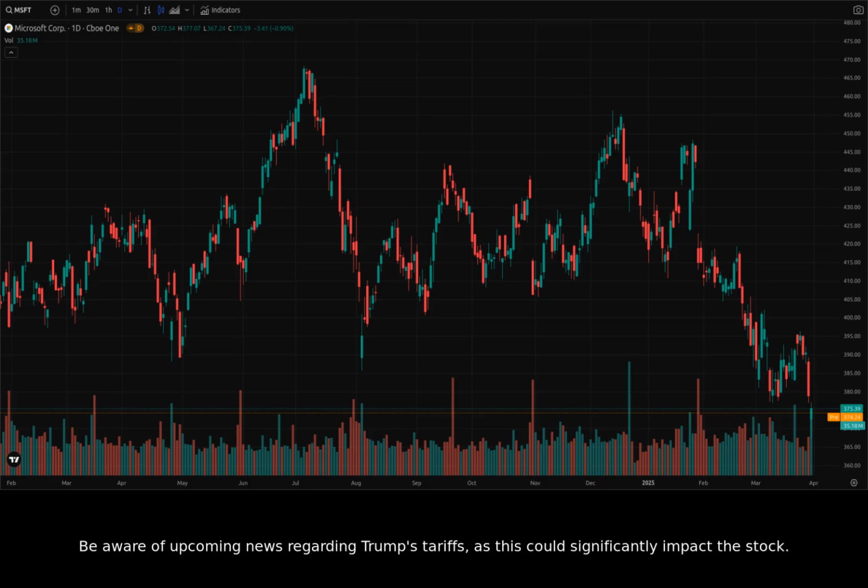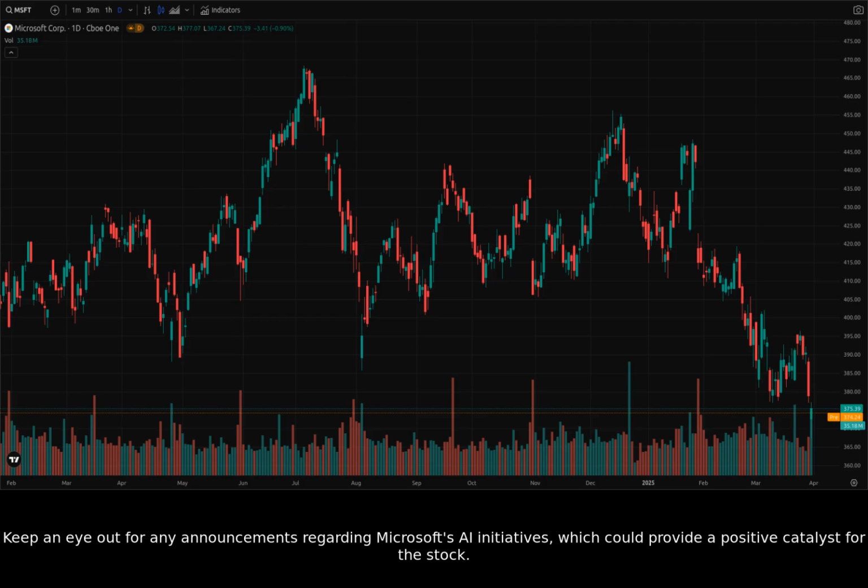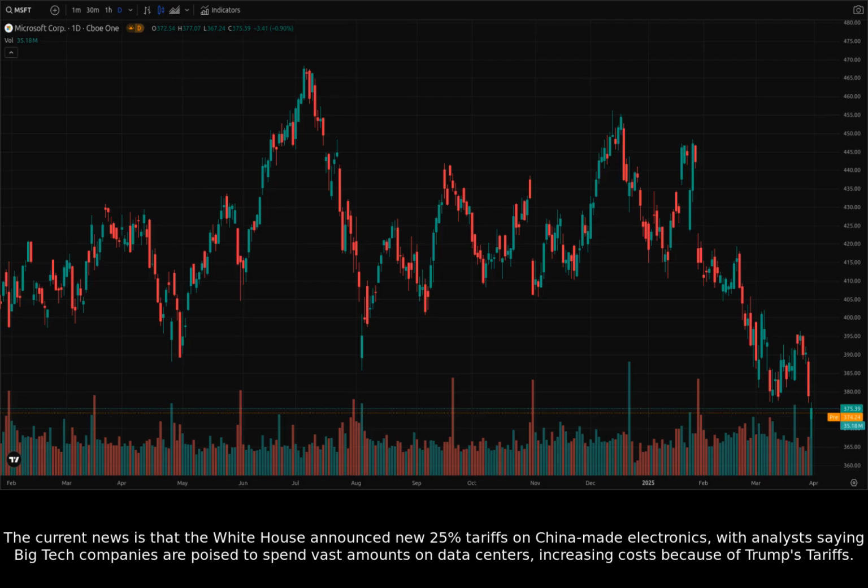Be aware of upcoming news regarding Trump's tariffs, as this could significantly impact the stock. Keep an eye out for any announcements regarding Microsoft's AI initiatives, which could provide a positive catalyst for the stock. The current news is that the White House announced new 25% tariffs on China-made electronics, with analysts saying big tech companies are poised to spend vast amounts on data centers, increasing costs because of Trump's tariffs.